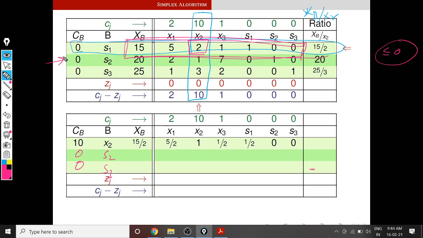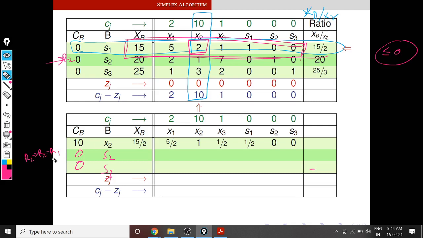Suppose this row is R2. We have to convert this 1 to 0 using this new pivot row. Now this is our row corresponding to the pivot row. How to convert this element to 0 using this row? This is our pivot row, the key row. What is the operation? R2 becomes R2 minus R1. You simply take R2 minus R1, that's all.